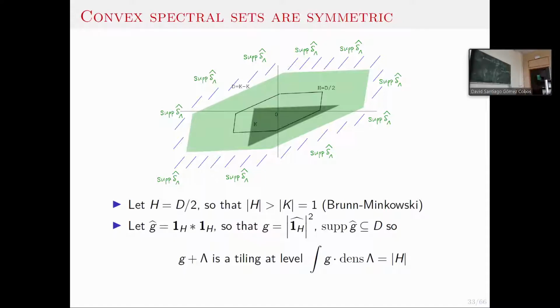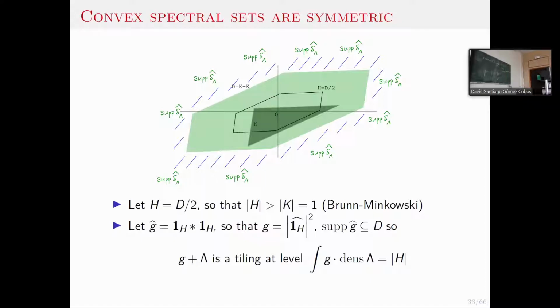G plus lambda is a tiling. Why? When is this a tiling? If the support of delta lambda hat is contained in the zeros of G hat. The zeros of G hat contains the complement, and that's where delta lambda hat lives. Here it is. So the Fourier condition for tiling is true for this tiling, therefore this is a tiling.